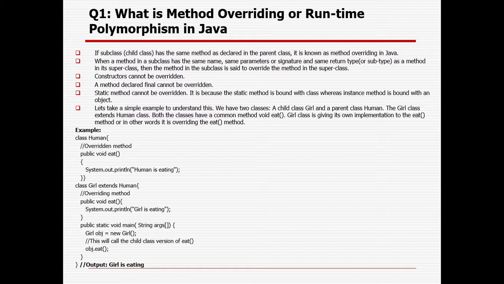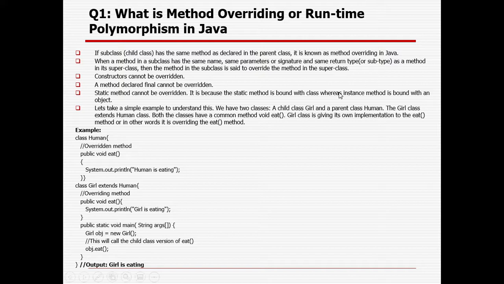When a method in a subclass has the same name, same parameters or signature, and same return type or subtype as a method in a superclass, then the method in the subclass is said to override the method in the superclass. A constructor cannot be overridden. A method declared as final cannot be overridden. A static method cannot be overridden. It is because the static method is bound with the class, whereas an instance method is bound with an object.